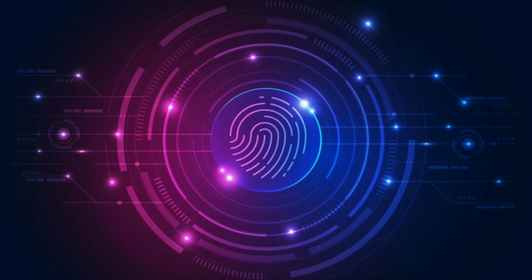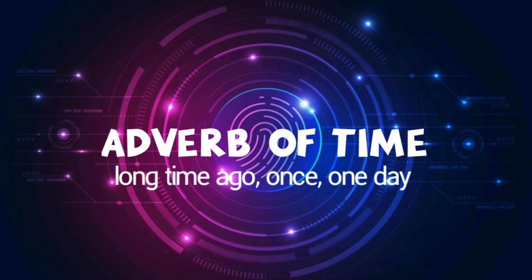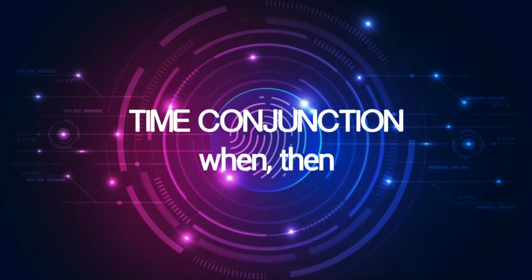Second one, adverb of time. Adverbs of time that we can find in the story of the Legend of Surabaya are a long time ago, once, one day. And the third one is time conjunction. What is time conjunction? The examples of time conjunction are when, then.